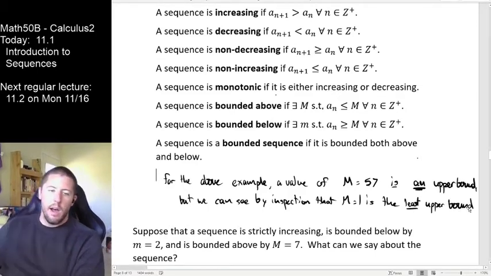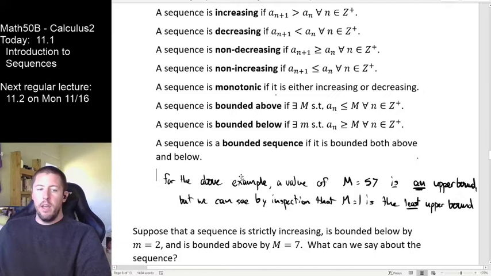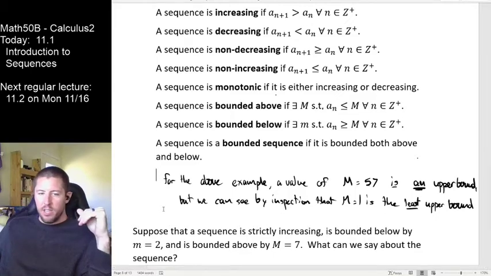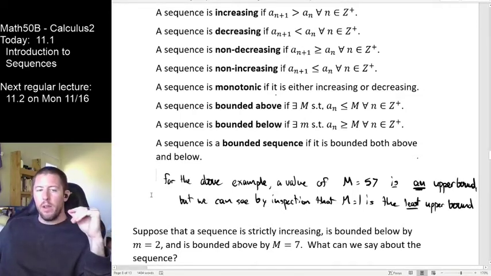All right, so just don't get lost there. When we say a bound, you don't necessarily have to have found the literal edge of where it's at. A bound is any number that's above all the rest of the numbers in the sequence. So again, 57 is an upper bound for that sequence. It's just not a super helpful one. 1, the least upper bound, is much more helpful to us in identifying where this thing lives.